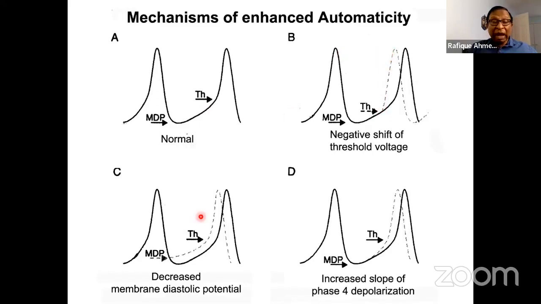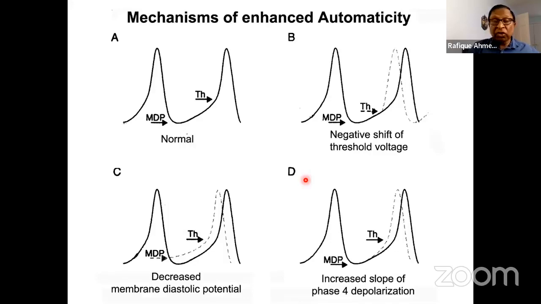Or it can happen that the membrane diastolic potential for some reason can go up towards less negative, and that will increase the rate. Or I have a change in slope. This funny current can change and cause tachycardia. And there are different mechanisms. Why will this happen? Sometimes it's totally pathological.